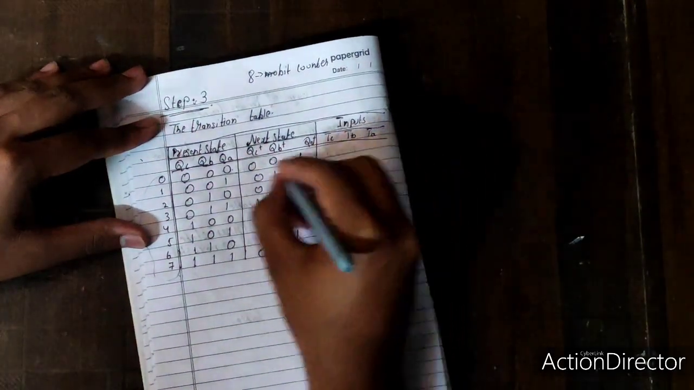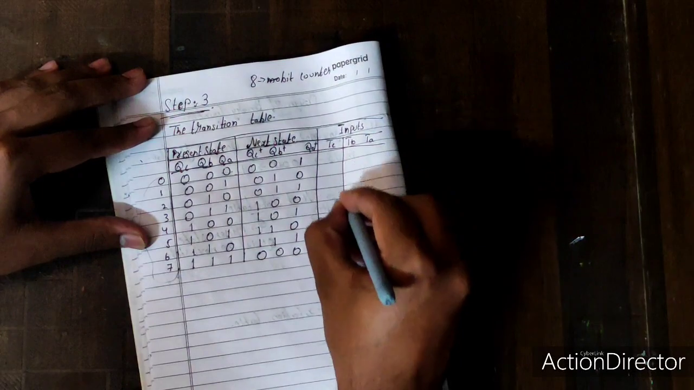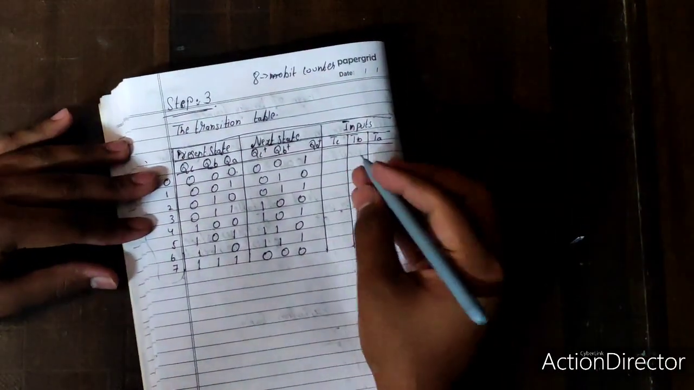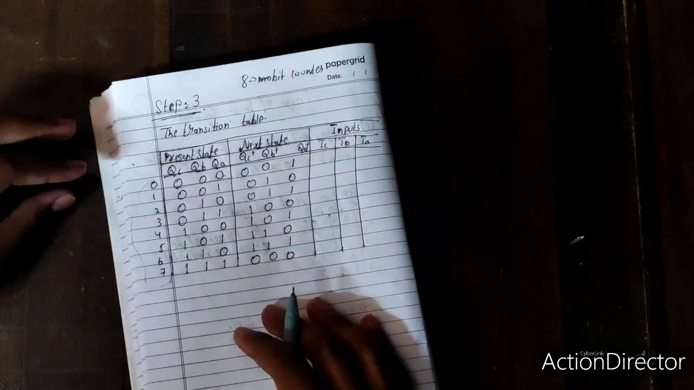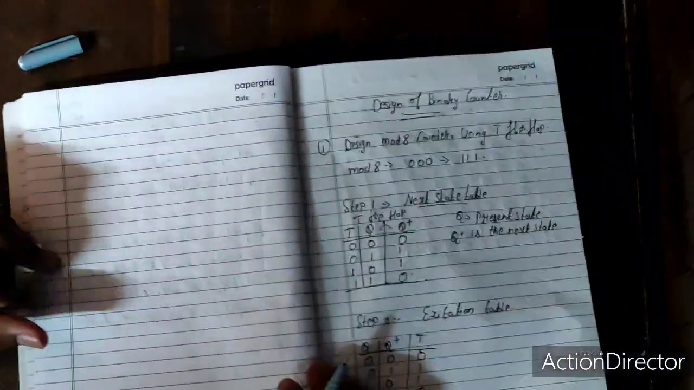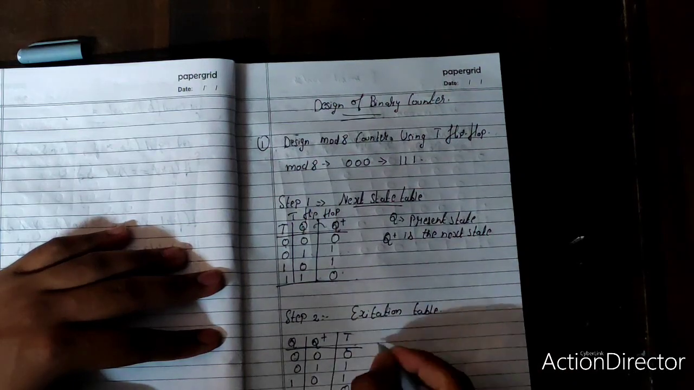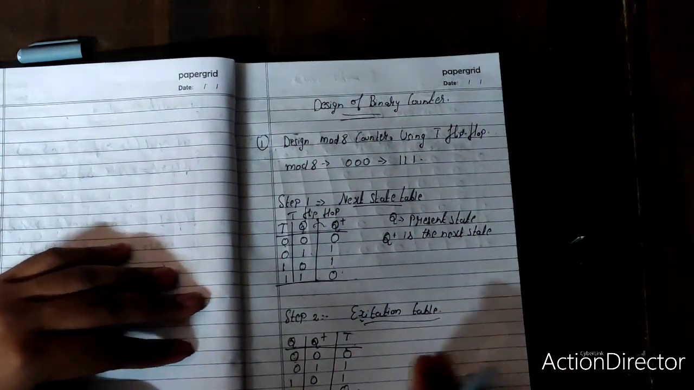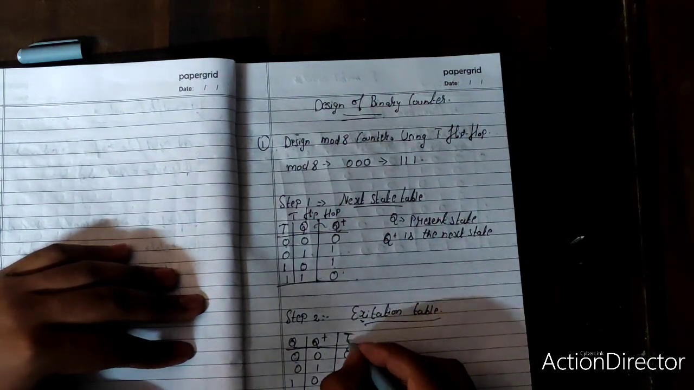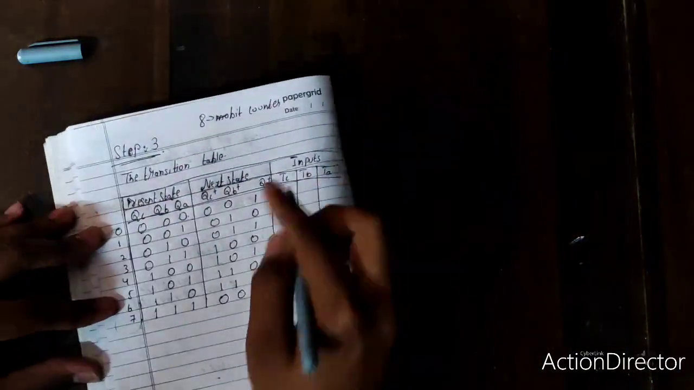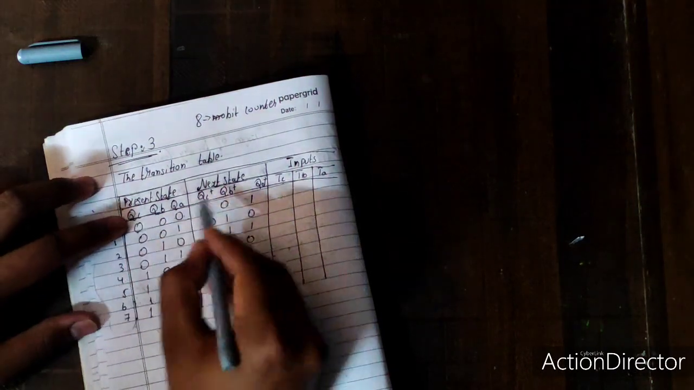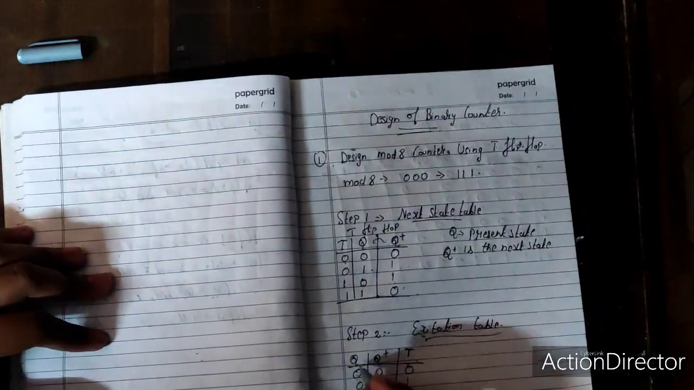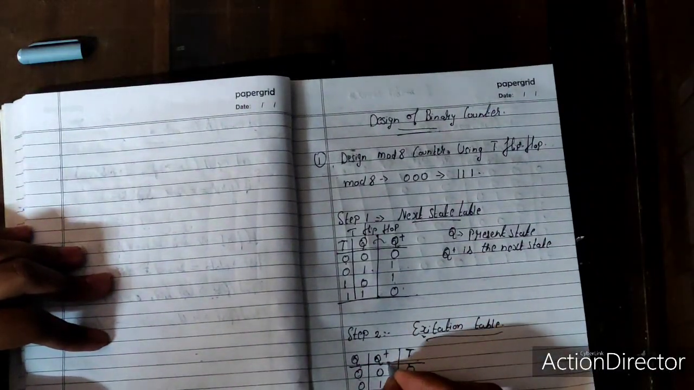Now, how to draw the TC, TB and TA values? In order to draw TC, TB and TA, we are going to go back to our excitation table. In our excitation table, we have these combinations, and corresponding to these combinations, we have our T value. Similarly, for TC, we are going to see QC and QC plus, the present state and the next state. As I have told you, Q is the present state and Q plus is the next state.